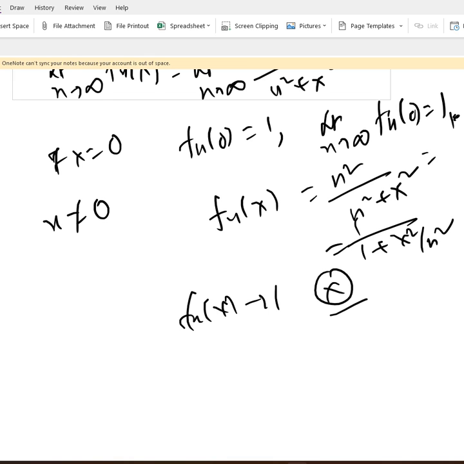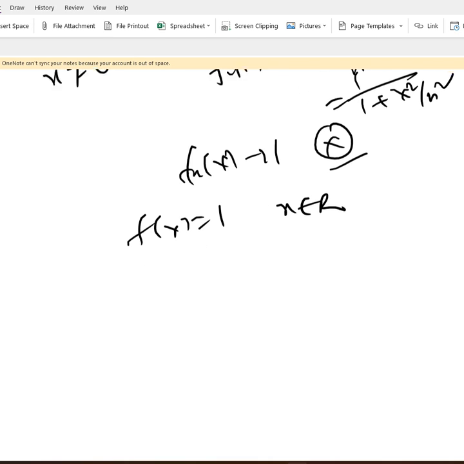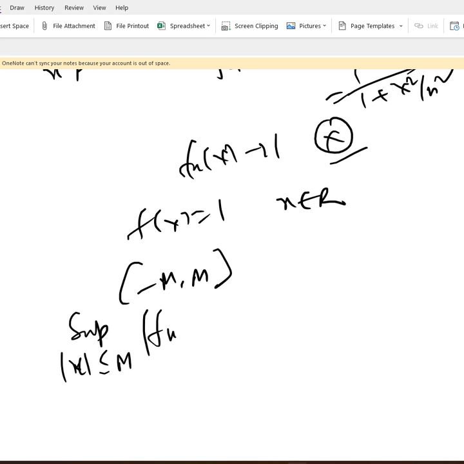So the pointwise limit of f_n of x is the constant function f of x equal to 1 for all x belonging to R. Now, for uniform convergence on bounded intervals, consider the interval minus m to plus m and take the supremum, where mod x is less than or equal to m.